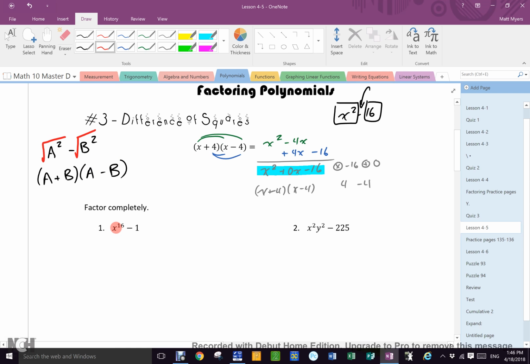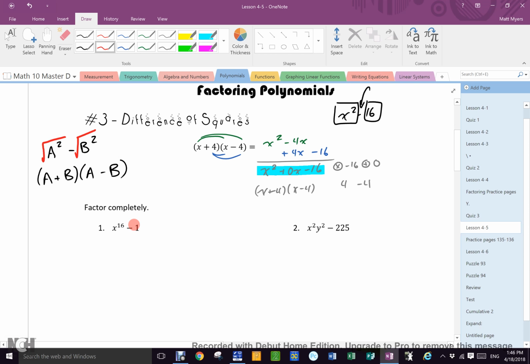Is that a perfect square? Yes or no? And how do you know? Yes. Why? Because 16 is an even number. Awesome. Is that subtraction? Yeah. So is it a difference? Yeah. Excellent. Is 1 a perfect square? Yes, why? Because 1 times 1 is 1. Square root of 1 is 1. Everybody agree? So is this a difference of squares?